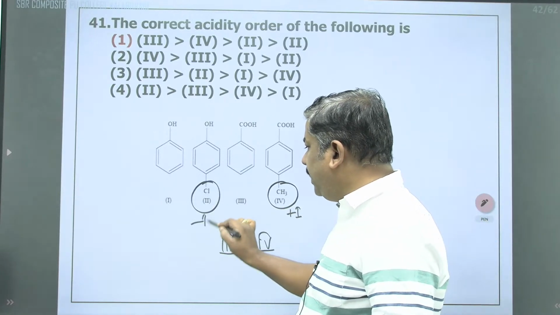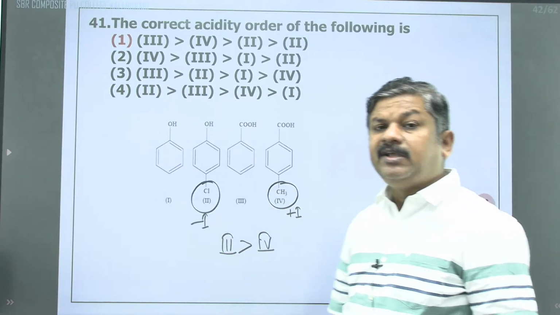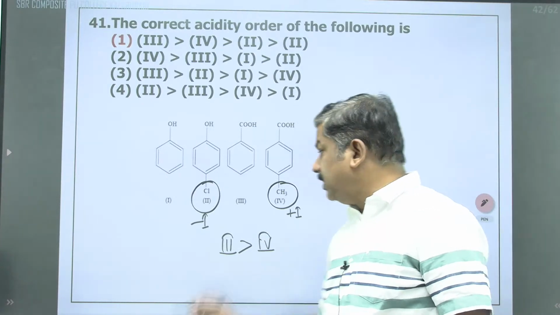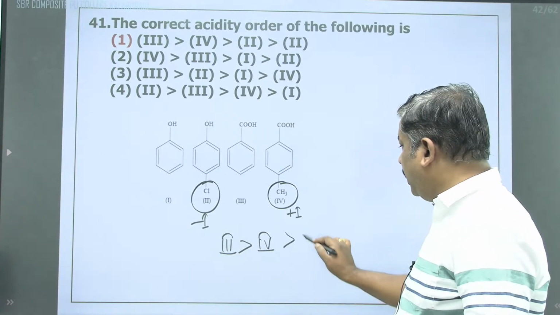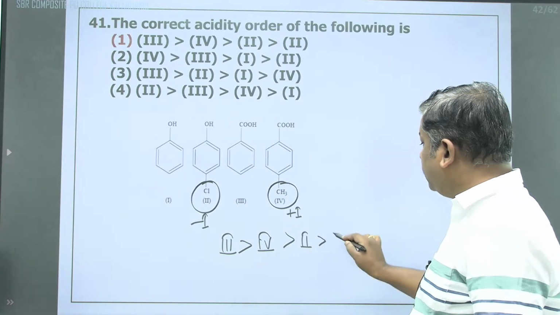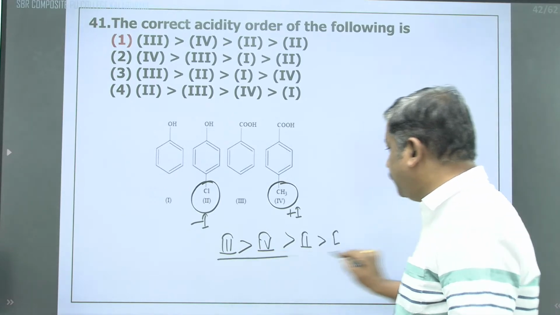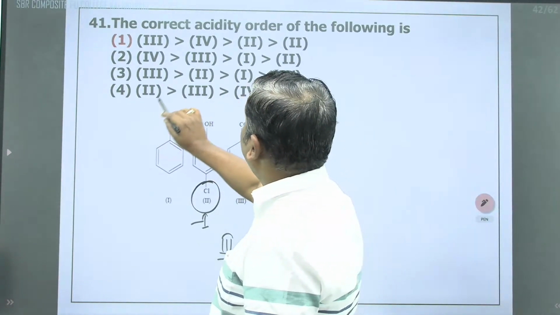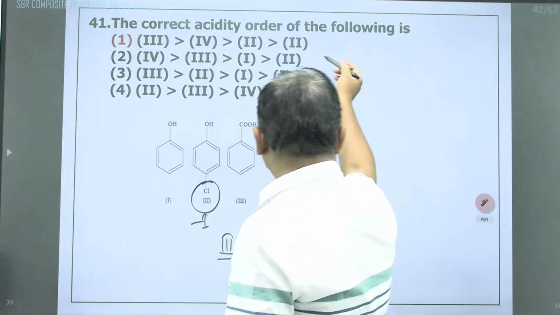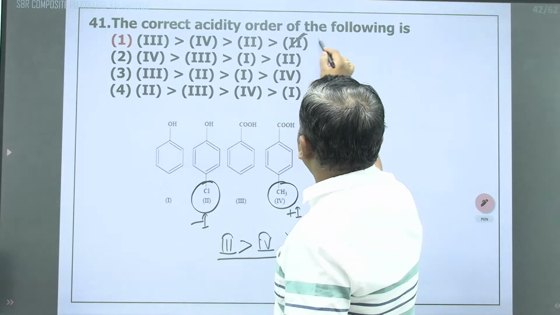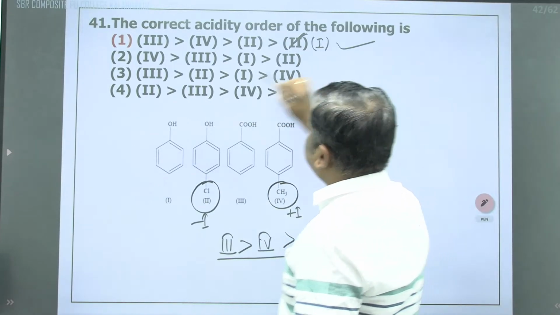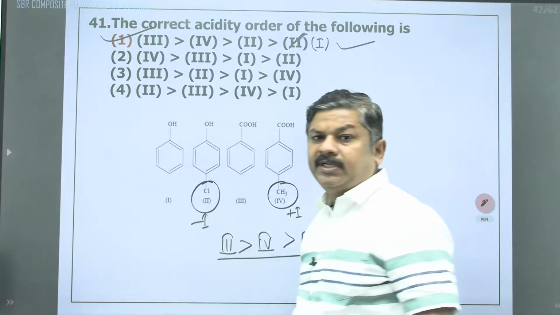Chlorine exhibits a minus I effect. The presence of an electron withdrawing group always increases the acidity of the respective phenol. So it is the second compound, and the least acidic is the first one. The order is 3-4-2-1. Here is a mistake: instead of 2, it should be 1. So in that case, 3-4-2-1 means only the first option is correct.